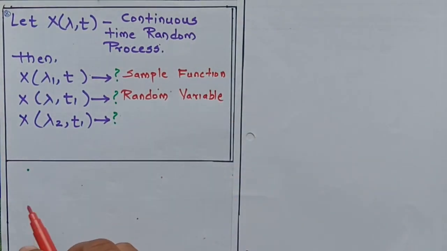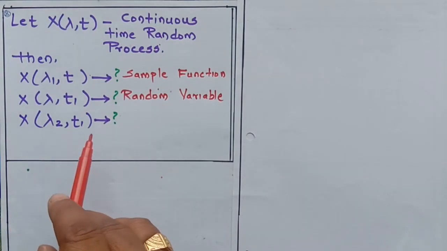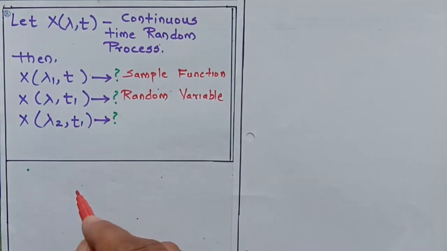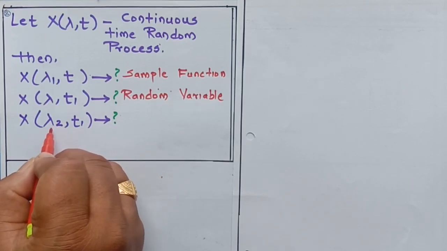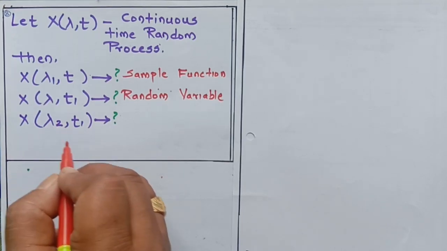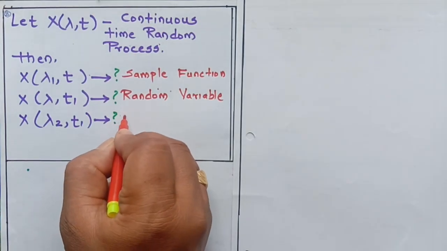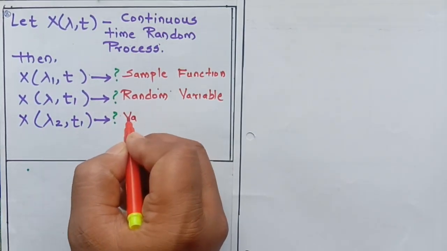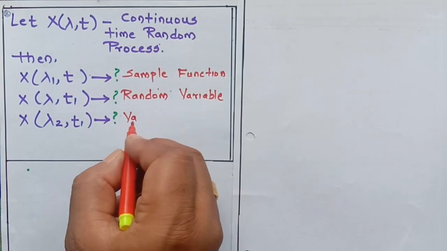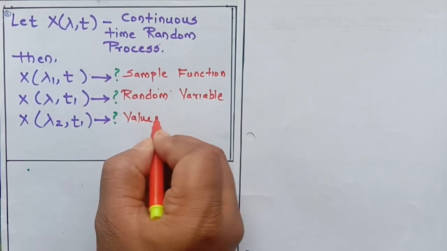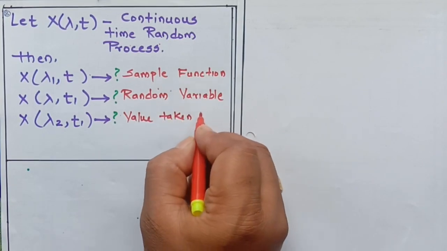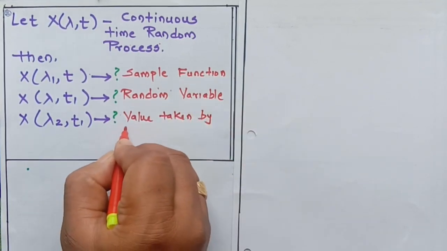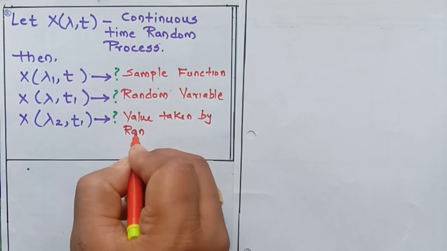And what about this x of lambda 2 comma t1? It means this is the value lambda 2 which is taken by this random variable at instant t1. So it is the value taken by the random variable.